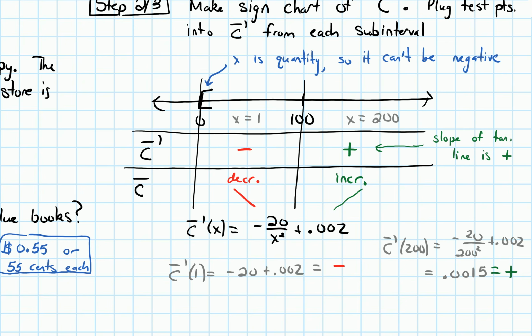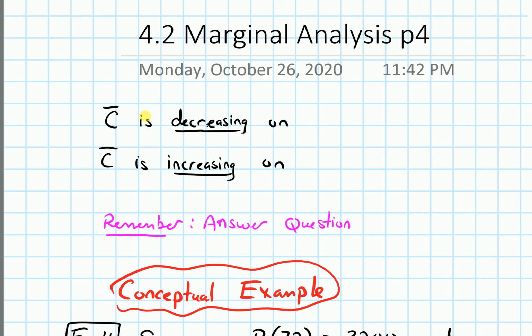All right, so we know the intervals where it's decreasing and the intervals where it's increasing. We just need to write them down. Our average cost function was decreasing on the interval from 0 to 100, and it was increasing on the interval from 100 to infinity. Whoops, not to 0, to infinity. Okay, so that's where it was increasing and where it was decreasing.